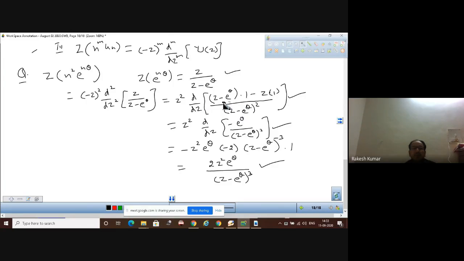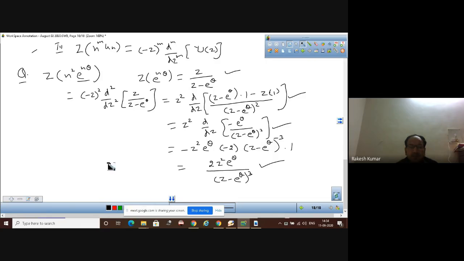Derivative of this term will be, this is 1 minus z into, z has been cancelled. This is the derivative. So, in this way, we can apply the multiplication with the n rule in any of the power, whether the power is n equal to 1 or n equal to 2 or n equal to 3. For practice, you can take n power 3 here and compute the question. Or you can take any other function u in place of e raised to power n theta and practice the question.